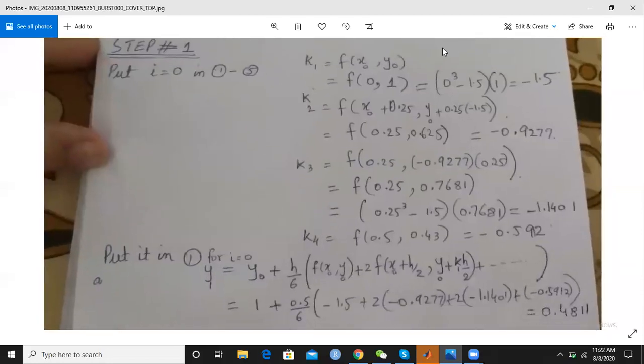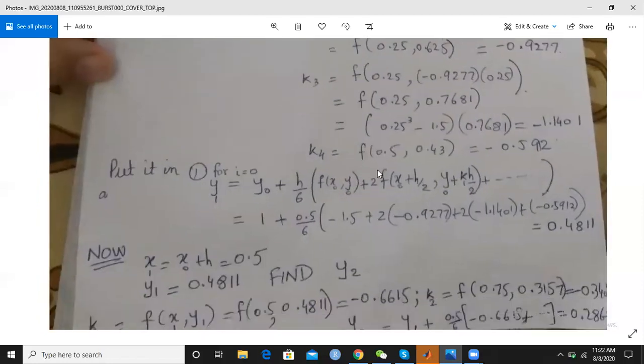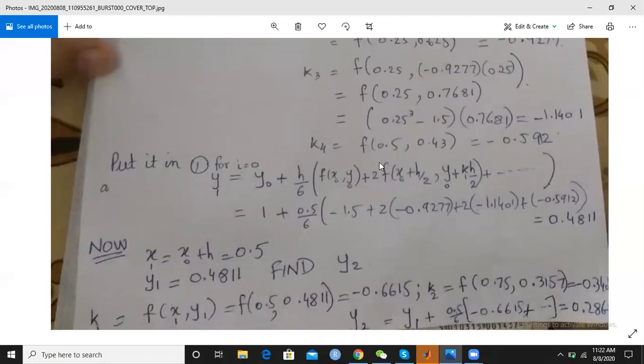So what will happen, students? You will now substitute the data. We know y0 is 1. We know h is 0.5. We know k1 is minus 1.5. For your understanding, I have substituted the formula for k1 here. It is not necessary to substitute it here, but just to make it clear. Okay. Now the next step is more important.